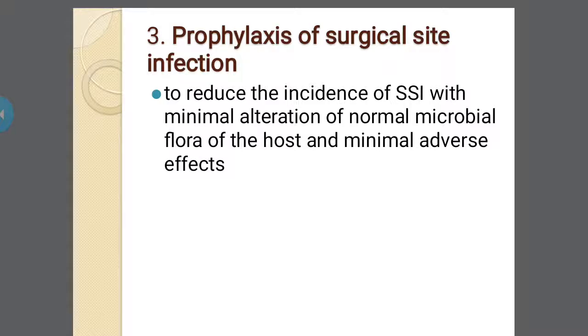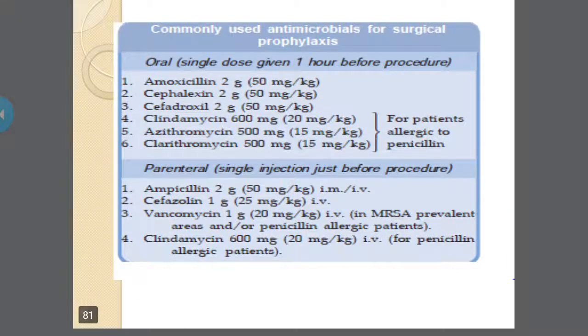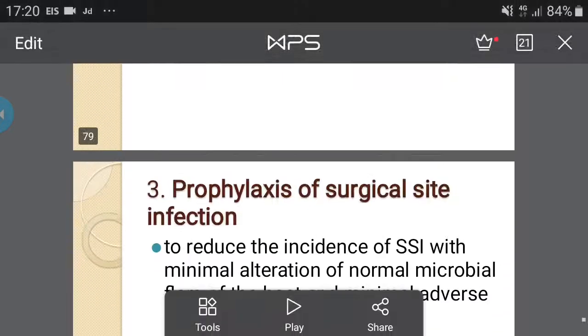Before surgery, a single dose of antibiotic is often given to reduce the incidence of surgical site infection, and those should be minimal, because we don't want suppression of the normal microbial flora. So these are the drugs which can be used for surgical prophylaxis. Commonly we use cephalexin 2 gram or cefadroxil 2 gram, which are oral, or we can give cefazolin 1 gram IV. So either we can give cephalexin orally, or we can give cefazolin or ampicillin IV for surgical site infection prophylaxis.